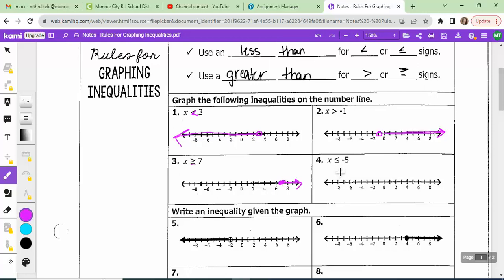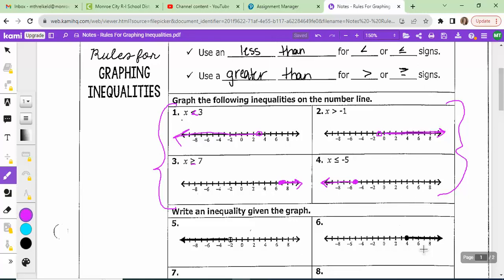Number 4, x is less than or equal to negative 5. So less than would be to the left. Equal to is telling me solid. So it's solid at negative 5 and going to the left. If you get confused on the less than, greater than, these 4 problems right here showed you every possible scenario. So you can look back at those as we go through today if you get confused.